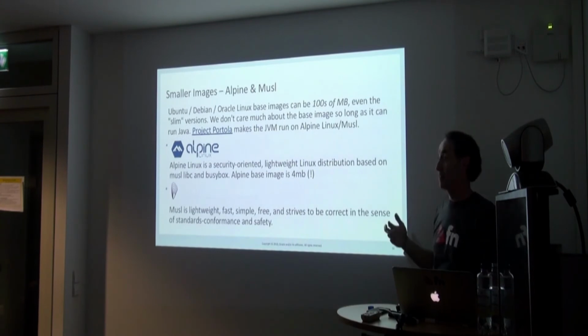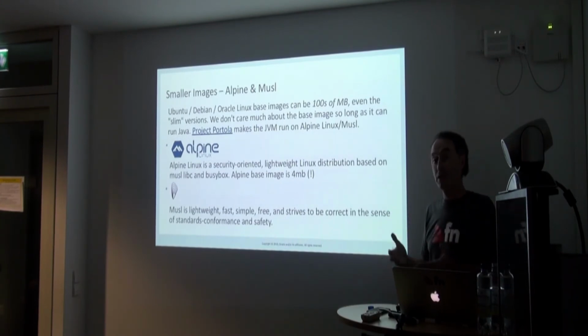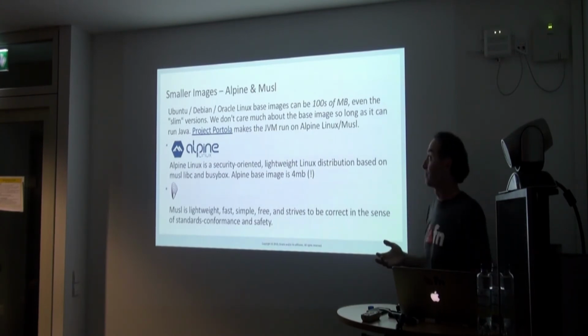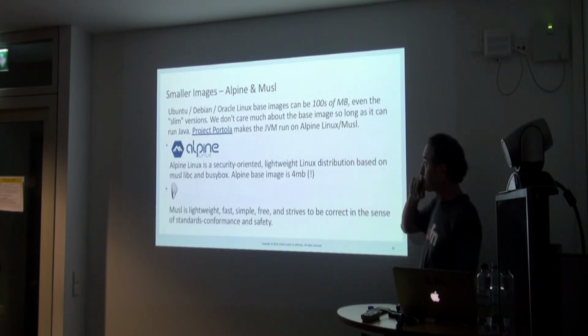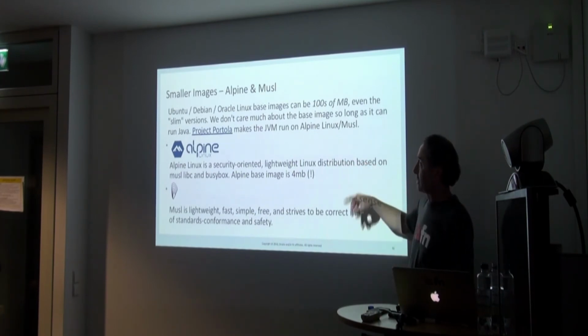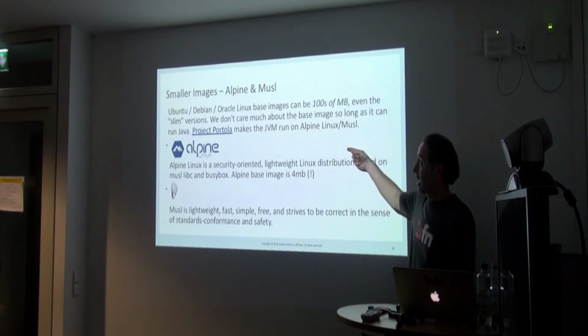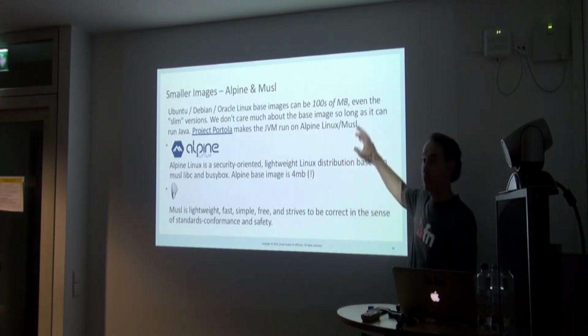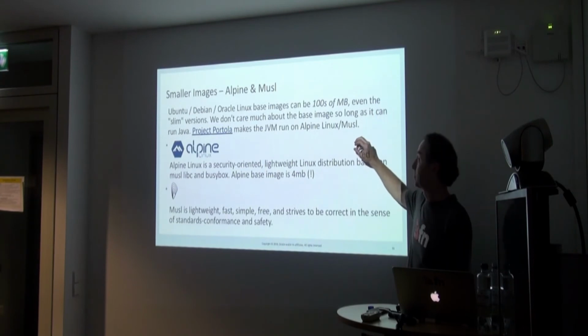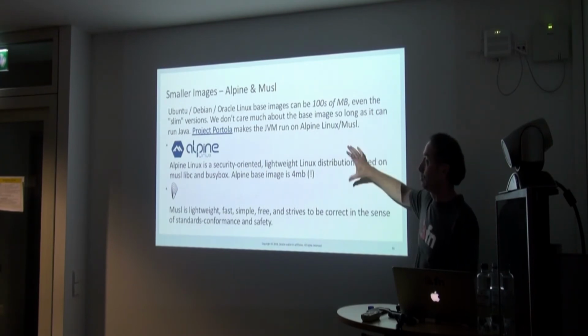So all you want for Java is enough operating system to run the JVM or your Java app. There's Project Portola, an OpenJDK project, to get Java running on Alpine with musl. It's a libc replacement, and Alpine is a nice environment. It's perfectly good, but because of the changes in the JVM because of musl, this is considered a port: actually porting the JVM to this environment.